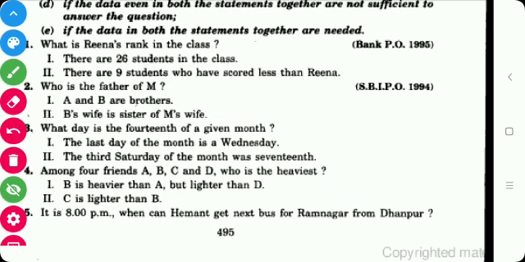Fourth question is: among four friends A, B, C and D, who is the heaviest? The first statement given is: B is heavier than A but lighter than D. So the order of heaviness is D, B, A, with D the heaviest and A the lightest. And the second statement is: C is lighter than B. So we can conclude that D is the heaviest. Here both the statements are necessary, so the answer is E.